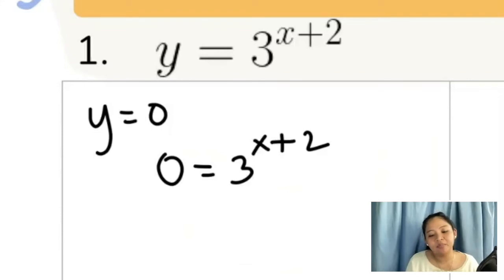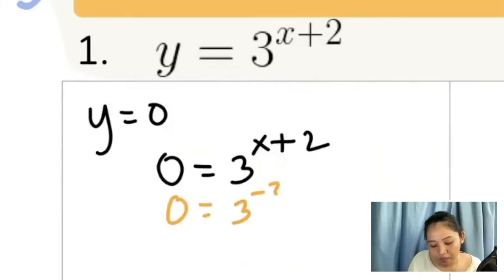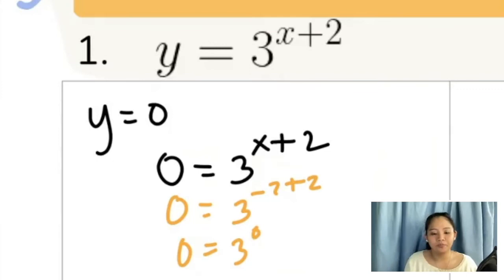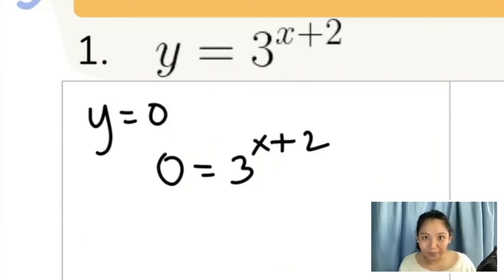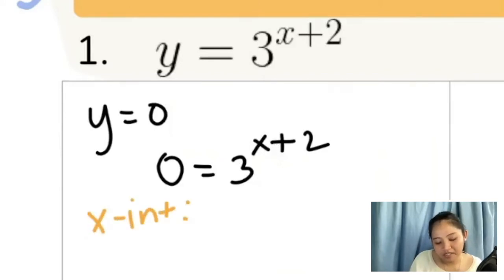Meron ba tayong maiisip na x value that would be, pag ginad natin sa 2, tapos pag ginawa natin siyang exponent ng 3, ang makukuha nating value is 0? Paano ma'am pag -2 yung x natin? O sige, let's say hypothetically, we have 0 equals 3 raised to -2 plus 2. This would just give you 3 raised to 0. 3 raised to 0 is 1 and not 0. So you can do trial and error to look for this, pero there is actually no x value na pag inad mo sa 2, tapos ginawa mo siyang exponent ng 3, ang makukuha mong value is 0. So, ibig sabihin yan, for our x-intercept, there is none.